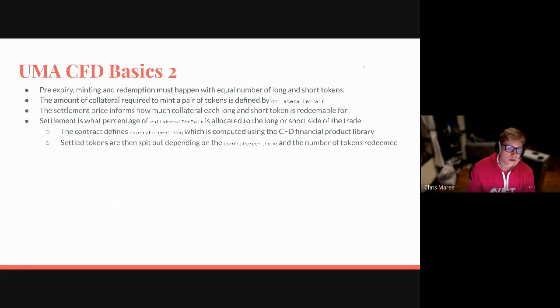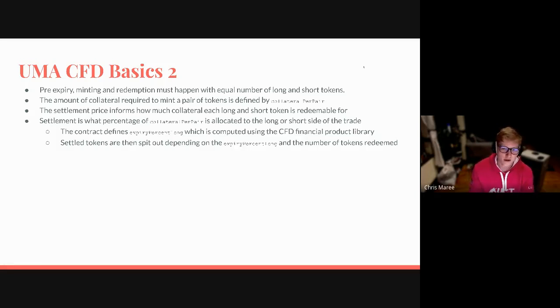Okay, so like I just said, pre-expiry, so from when the contract's deployed up until expiry, minting and redemption happens with equal numbers of long and short tokens. You have to mint and redeem in pairs, and it has to be an equal amount for that exact reason that you just raised, Clayton. You want the net exposure for the token sponsor to be neutral when they mint. And the amount of collateral that they require to mint this pair of tokens, we define with a variable called the collateral per pair.